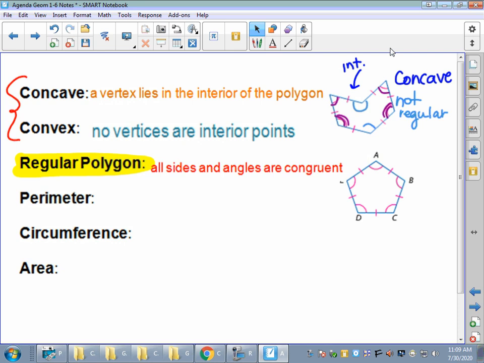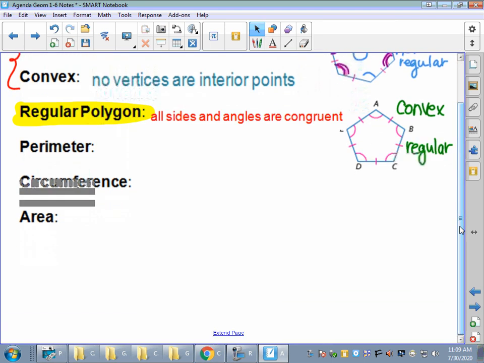This bottom example, concave or convex? Well, it kind of just goes around in a shape. It's a nice shape, and this one is convex. And then I would ask, is this regular or not regular? I notice all of my sides have single dashes. They're all congruent to each other. All of my angles have single arcs, which means they're all congruent to each other. So this is a regular polygon, a regular convex polygon.